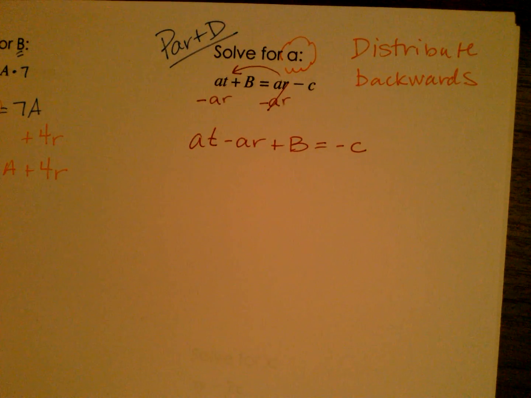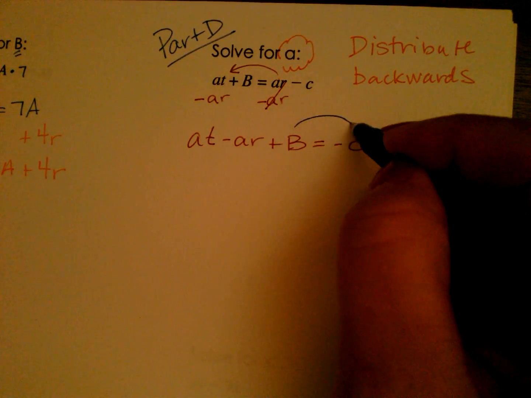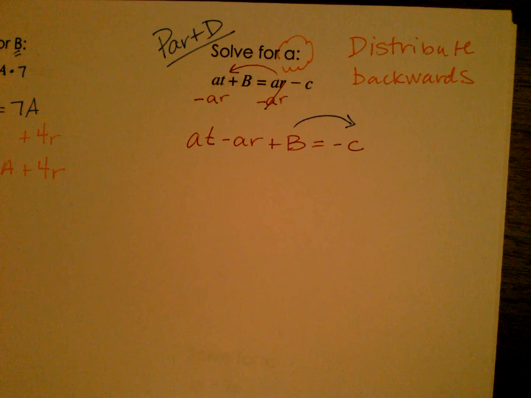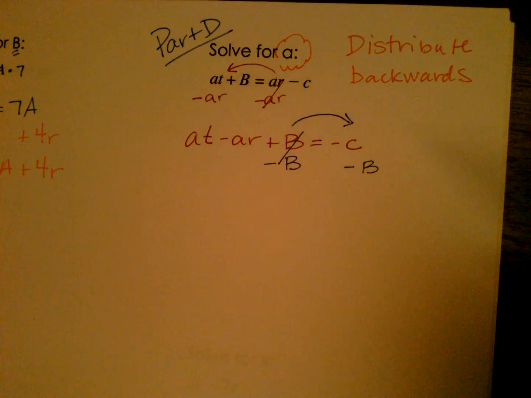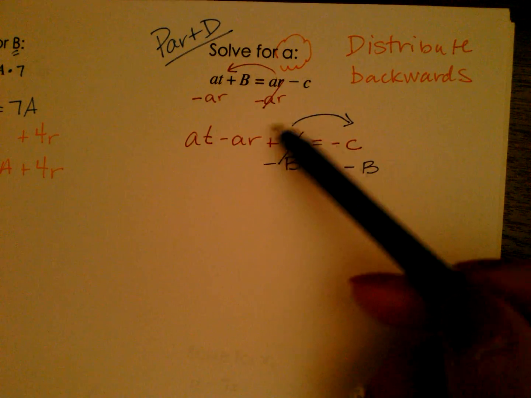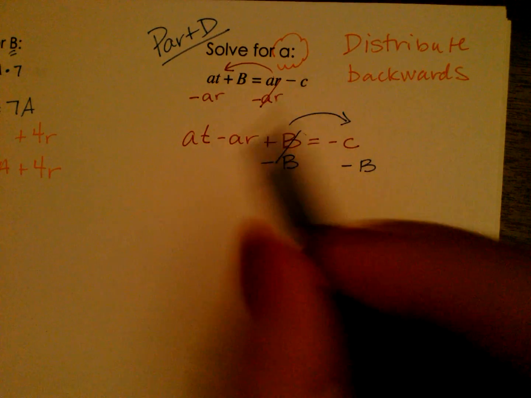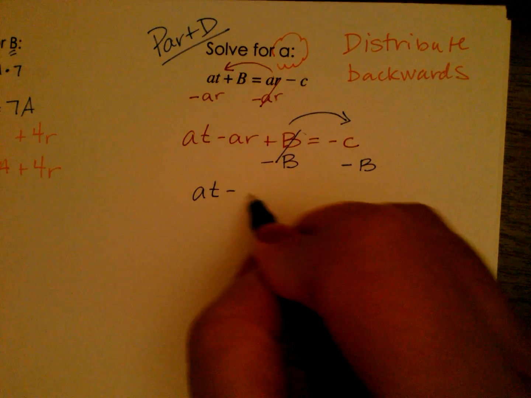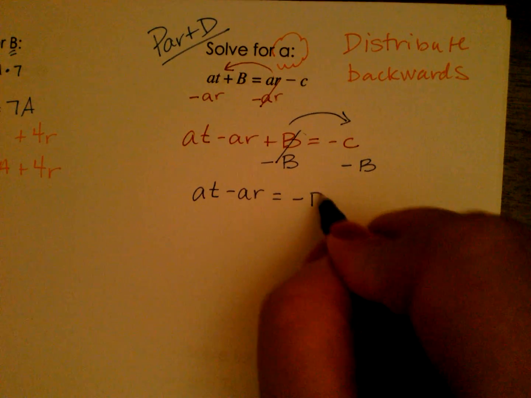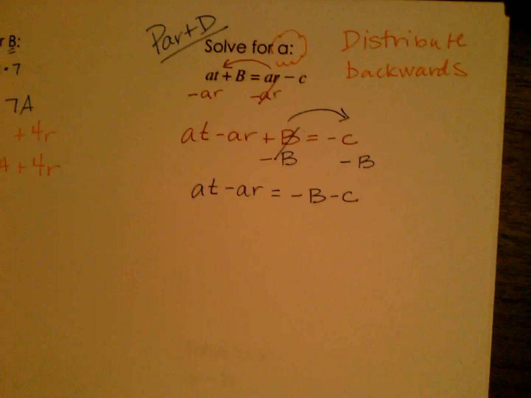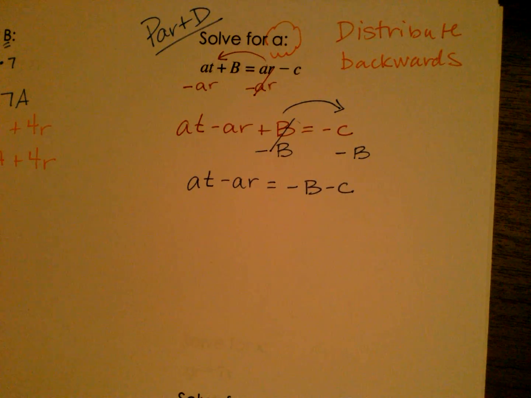There we go. Now B has no A attached to it, so I'm going to move it to this side of the equal sign by the opposite. Positive B, the inverse is negative. Copy down very carefully, watching what I'm doing with negative signs. Alphabetical order will come in very handy as we progress through the year, so get in the habit.